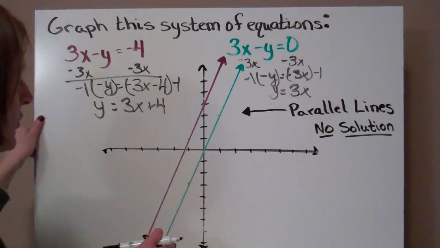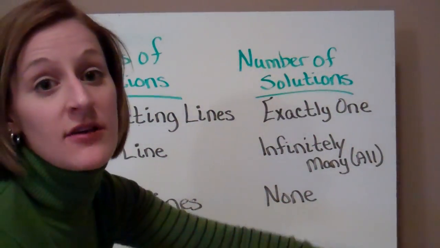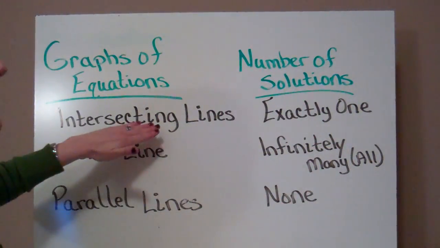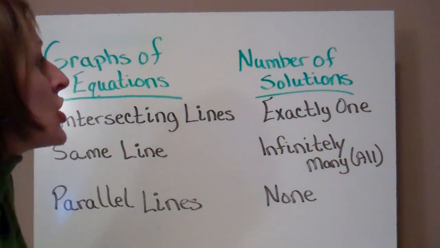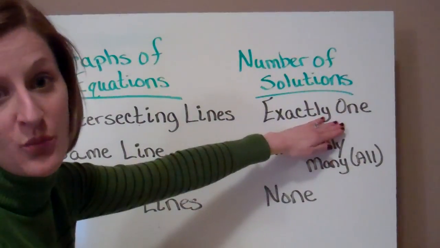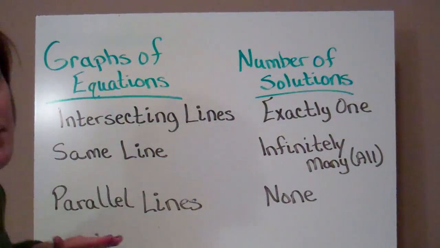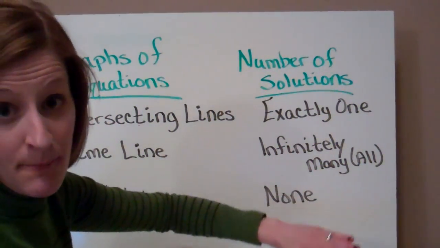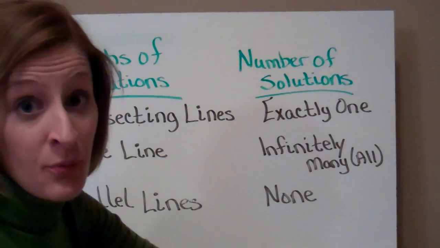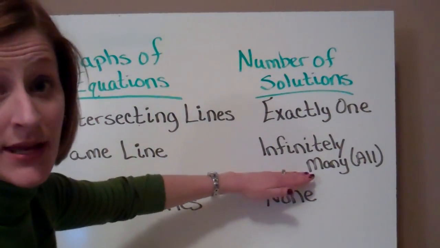Now, let's review what we just learned. We have different types of graphs. We can have intersecting lines, which are just lines that intersect. You're going to have one solution with those. Now, if they're the same line, same equation, you're going to have infinitely many solutions, meaning all the points on that line are solutions. So your answer is going to be infinitely many.